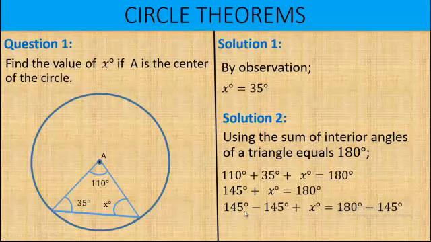So 145 degrees minus 145 degrees would be 0. And 180 degrees minus 145 degrees would also give us 35 degrees. So s degrees is therefore 35 degrees, and we are done. I hope you are smiling because it's very simple.